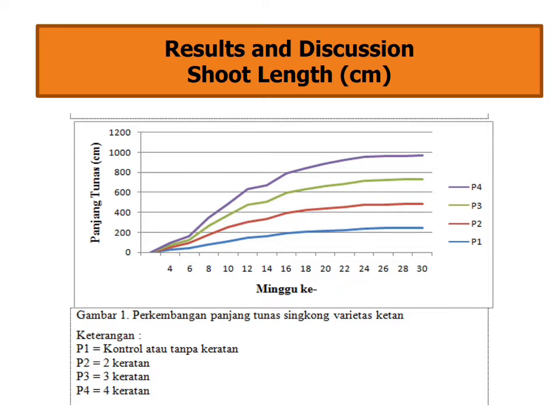The average result of growth parameters including shoot length, number of leaves, leaf area, root length, and number of roots in analysis of variance and DMRT of cassava ketan variety are presented in Table 1. Table 1 shows that giving and without treatment has an effect on the height of cassava variety of glutinous rice. In all treatments, the shoot length results were relatively the same.